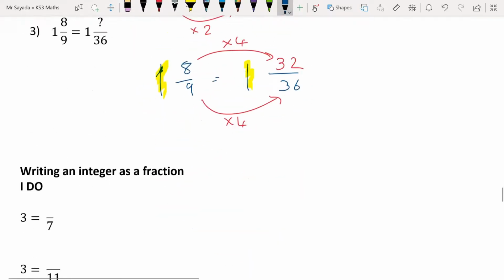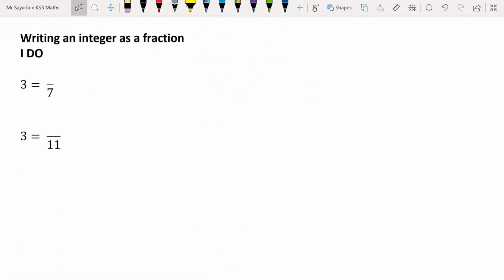So let's move on. Writing an integer as a fraction. So here, we're going to write the integer 3 as a fraction. And the way to do this is to understand that a fraction is a division. So I've got some number up here, the numerator. I don't know what it is, but when I divide that number by 7, it equals 3.